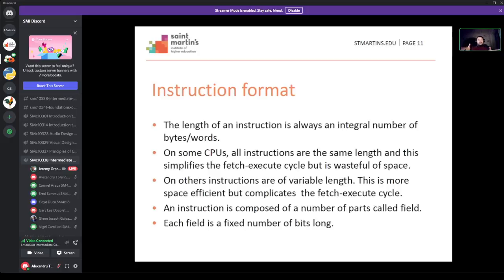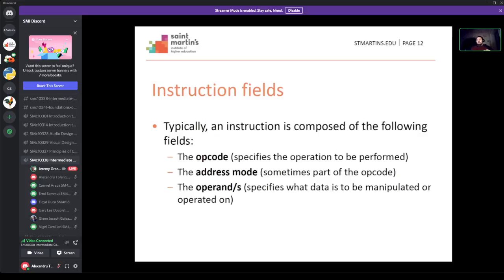And each part has a number of bits reserved for that in order to identify what that instruction is all about. All right. So let's take a look at a typical instruction and what an instruction actually includes within itself.